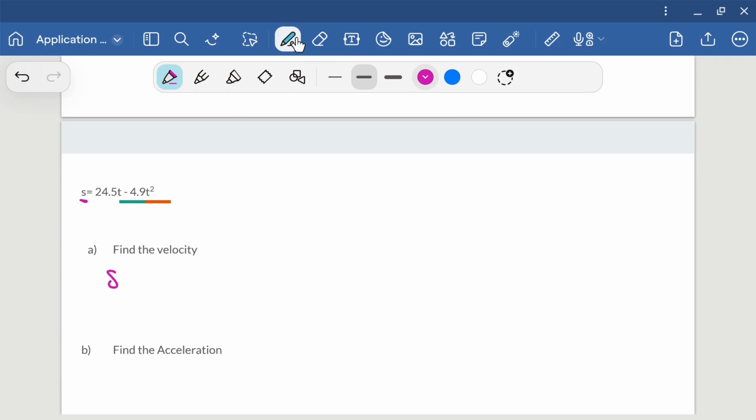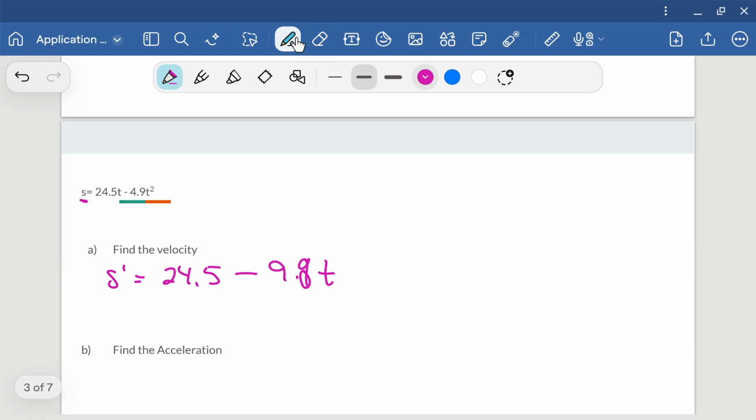Finding the velocity, take the first derivative. So 24.5 minus 9.1t. I believe it's 9.1. I don't have my calculator. Oh, 9.8. Oh, yeah. 9.8t.